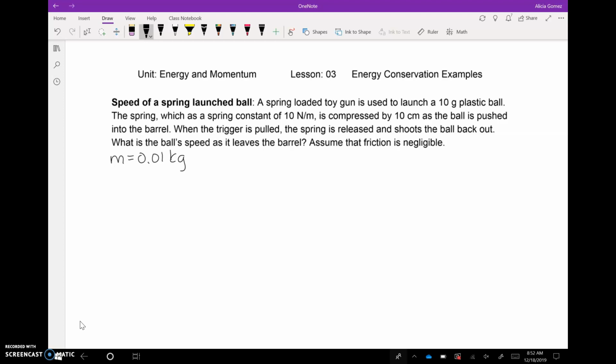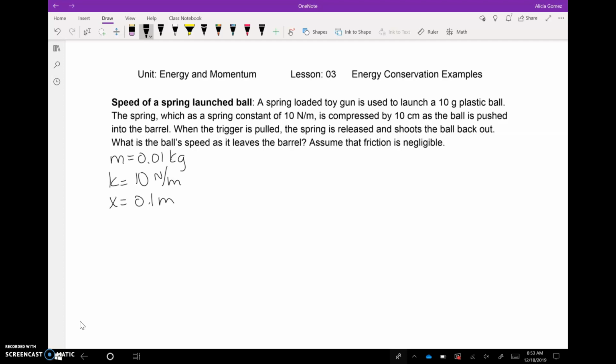The spring, which has a spring constant of 10 Newton over meters, is compressed by 10 centimeters. Alright, so spring compression, we're going to use x to note that. 10 centimeters, that's 0.1 meters. Anyway, the spring is compressed by 10 centimeters as the ball is pushed into the barrel. When a trigger is pulled, the spring is released and shoots the ball back out. What is the ball's speed as it leaves the barrel? Assume that friction is negligible.